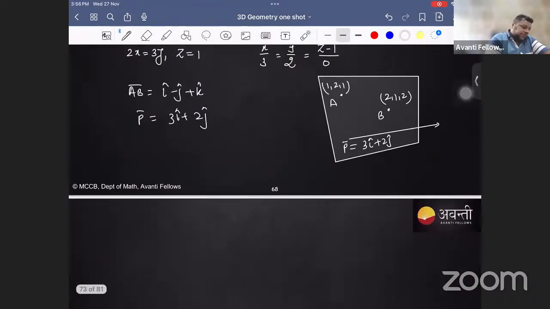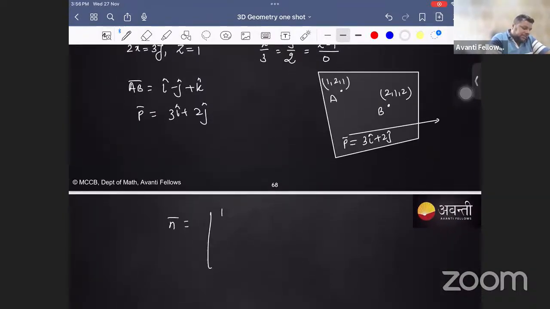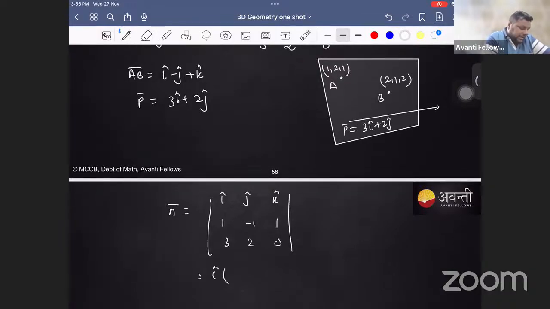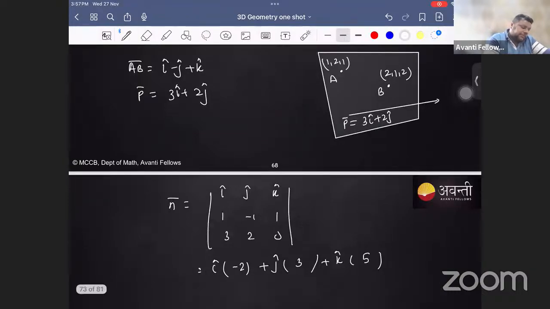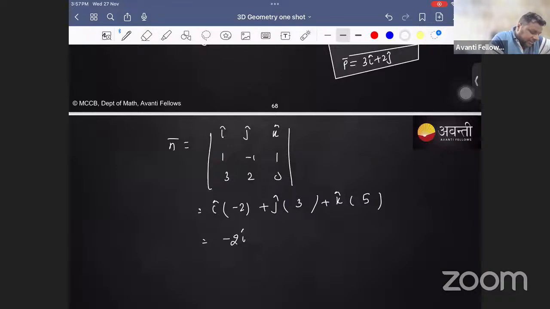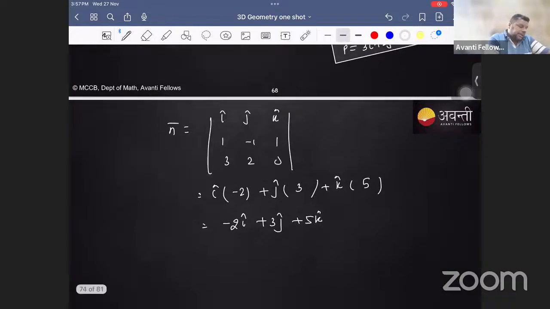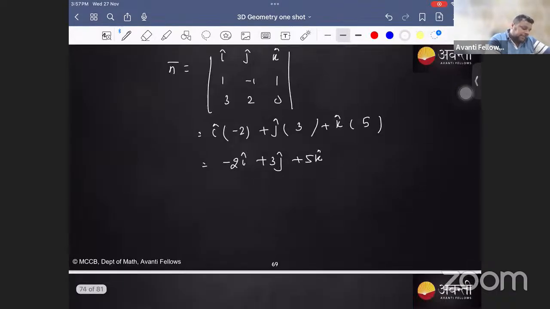Got it? So first of all, to find the normal of the plane, it will be the determinant of i cap, j cap, k cap, 1, minus 1, 1, 3, 2, 0. So with i cap, you have minus 2. With j cap, you have 3. And with k cap, you have 5. So it is minus 2i cap plus 3j cap plus 5k cap. So the plane can be like minus 2x plus 3y plus 5z equals something.